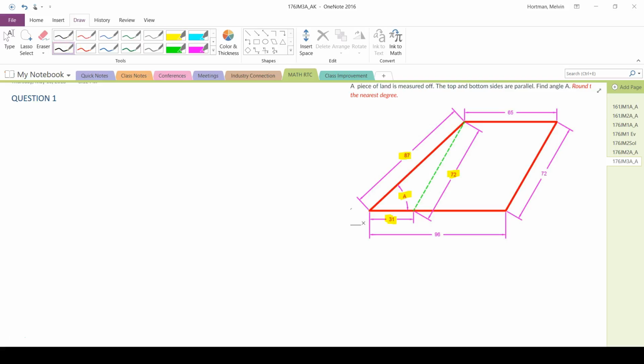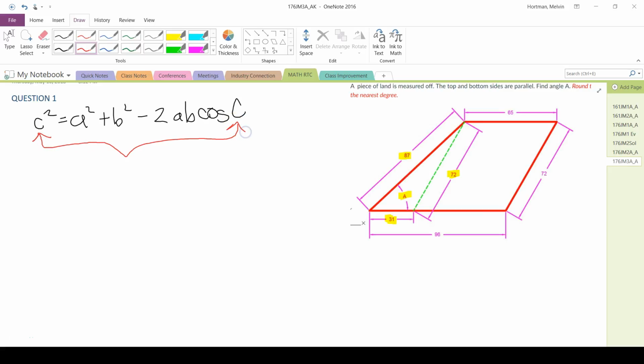So let's review what law of cosines is. It's c squared equals a squared plus b squared minus 2ab times the cosine of angle C. And angle C, this is the angle opposite of side C. That's very important. We cannot mix this up. This angle here must be opposite of this side.